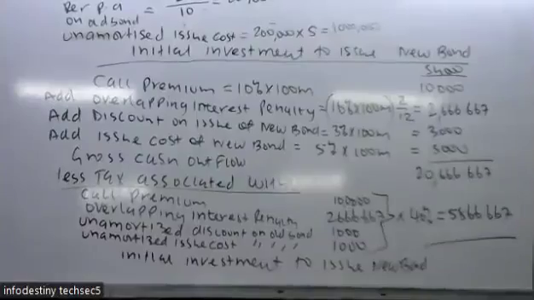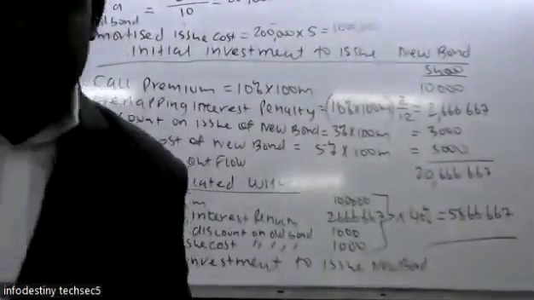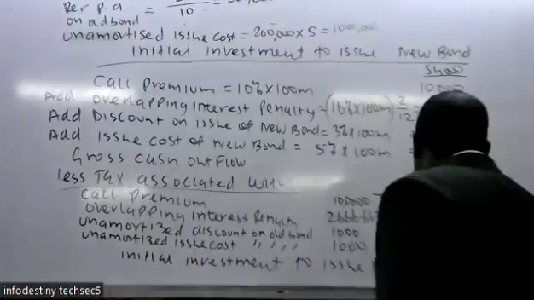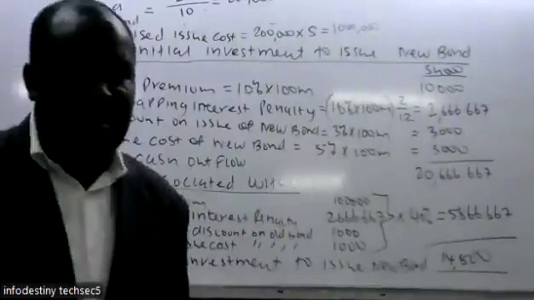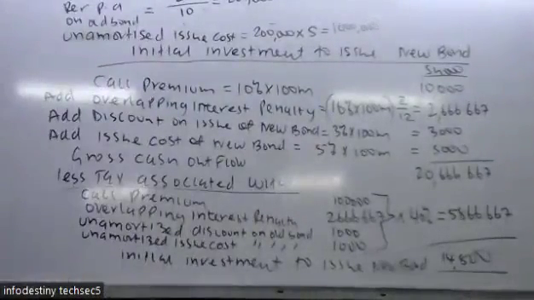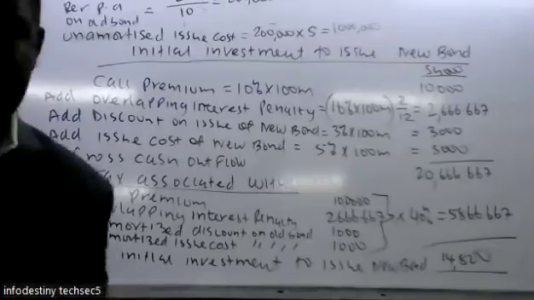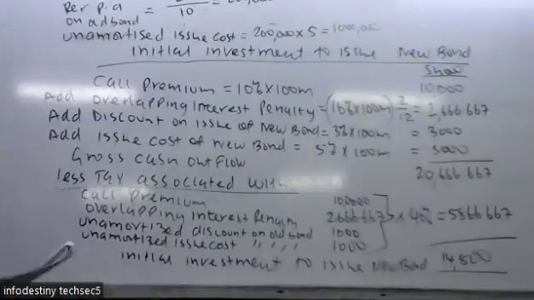So it should give us around which figure? So we get 14,800. So that is now our Roman letter 1: how you are to come up with the initial investment required in order to issue the new bond.